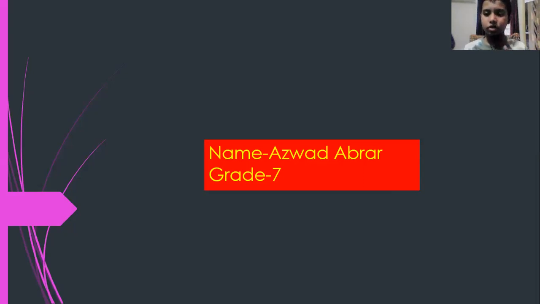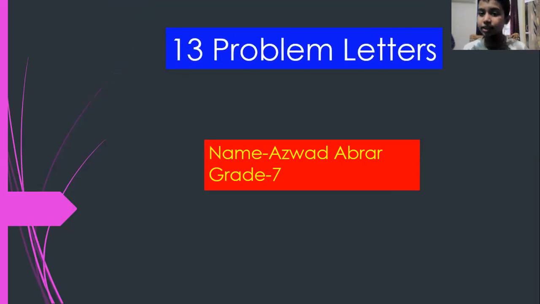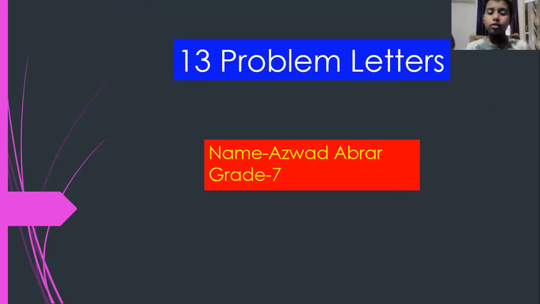Our topic today is 13 problem letters. So what are 13 problem letters? Problem letters are those letters which cause problems in pronunciation. As you know, there are 26 English alphabets, and from those, 13 letters are problematic. In pronunciation, most people make mistakes, and their pronunciation of those letters sounds bad.